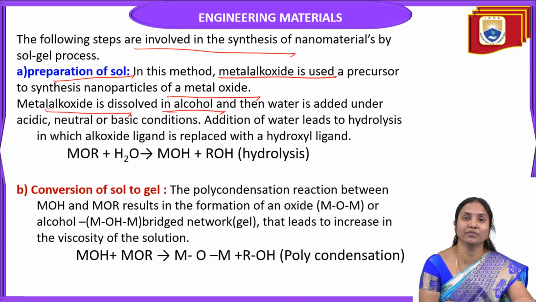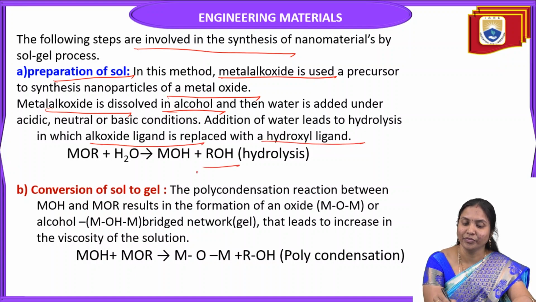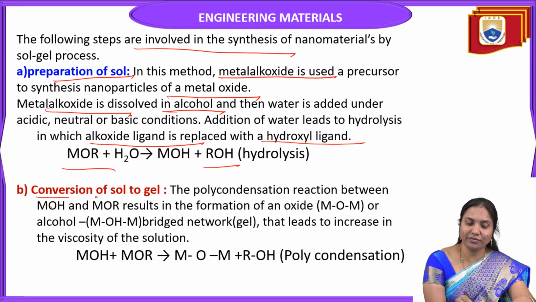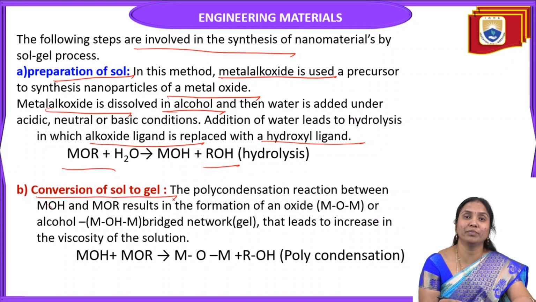In this first step, preparation of sol, hydrolysis is involved. Metal alkoxide, the precursor, is dissolved in alcohol and water is added, under acidic, basic or neutral conditions. When we add water, it leads to hydrolysis, in which the alkoxide ligand is replaced with a hydroxyl ligand. This is sol preparation via the hydrolysis process. The next step, step 2, is conversion of sol to gel.